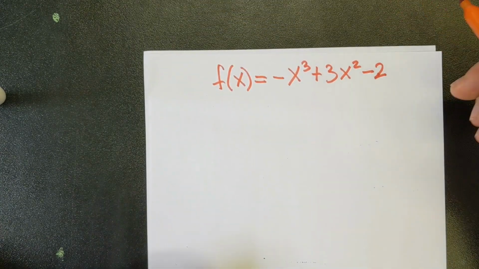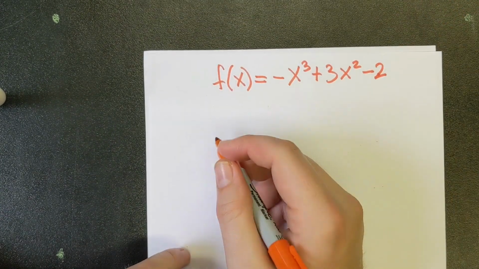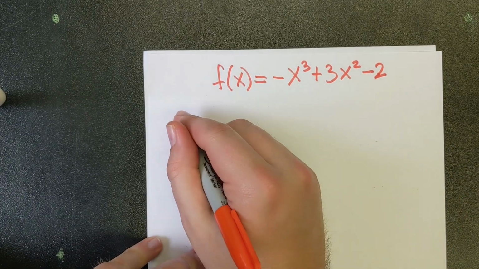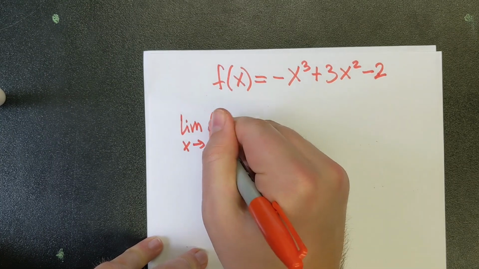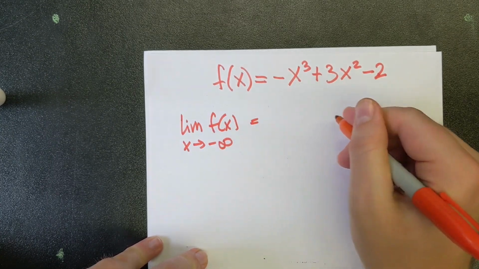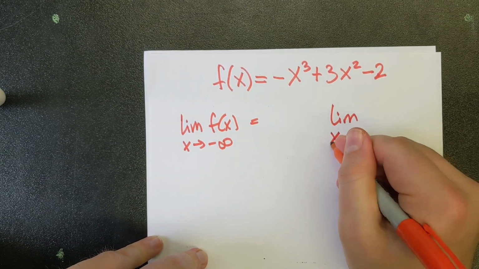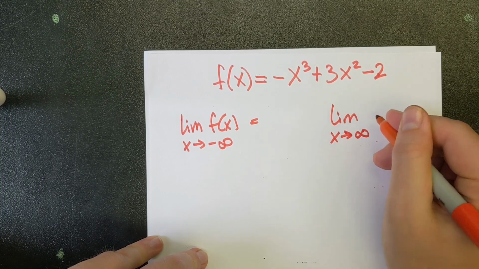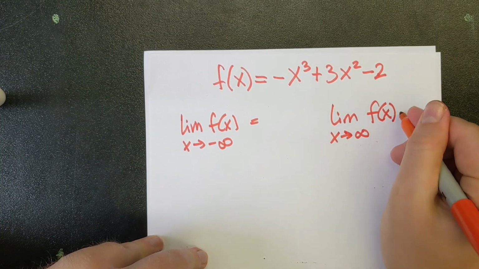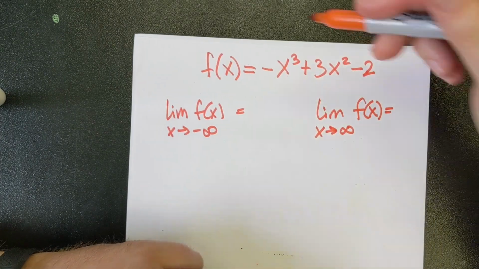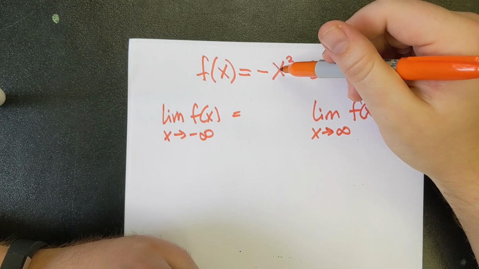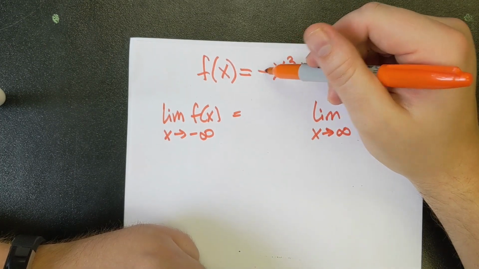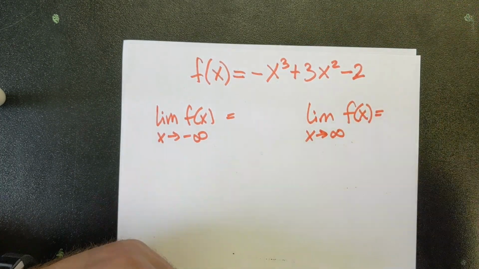And so let me just clear some space. We're thinking about, first of all, what's the limit? Like, what's the limit of this guy as x goes to minus infinity? And what's the limit of this guy as x goes to positive infinity? And what you should think is, again, it's the largest term that dominates. The smaller powers don't matter. And so you just need to think, okay, this looks like negative x cubed. What does that look like?